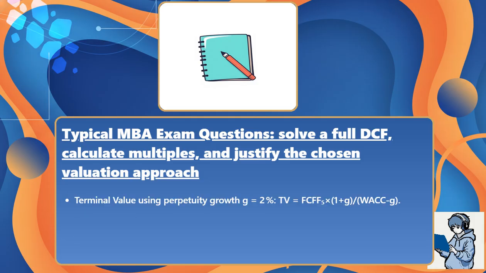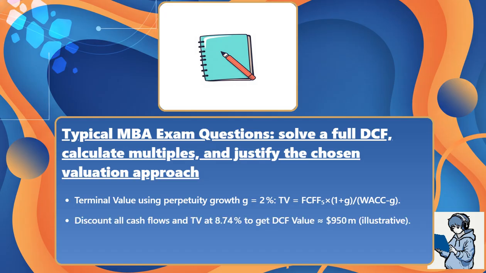Terminal value using a perpetuity growth rate G equals 2%. Terminal value equals free cash flow to the firm in year 5 times (1 plus G) divided by (weighted average cost of capital minus G). Discount all cash flows and terminal value at 8.74% to get a discounted cash flow value of approximately $950 million.